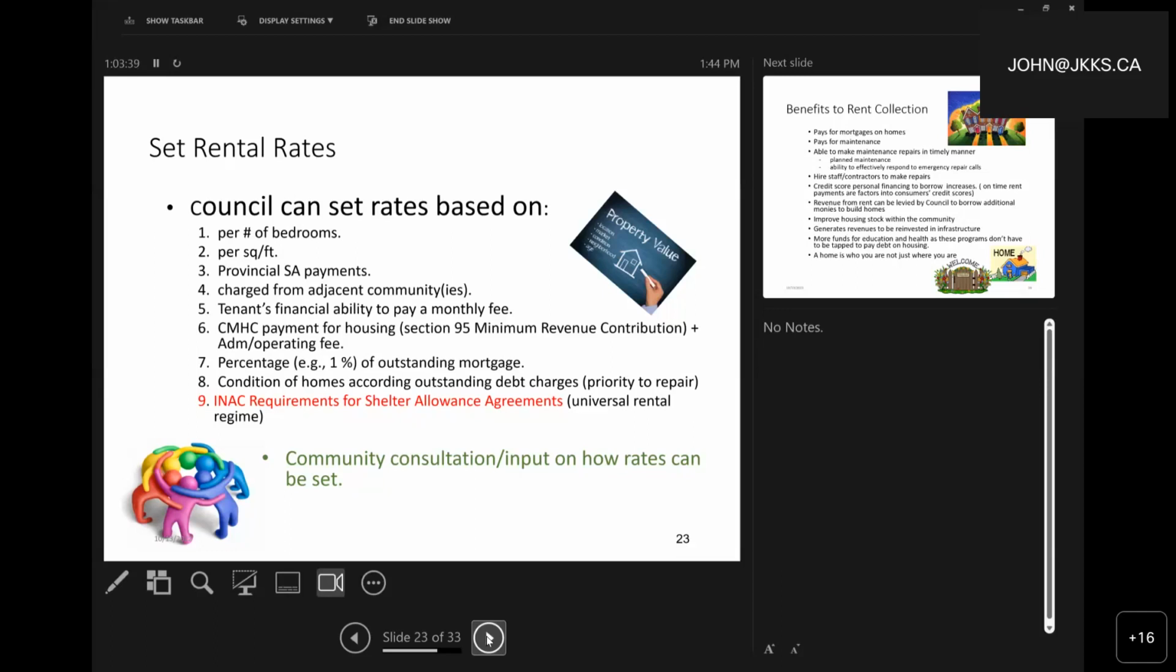On the other hand, a rental regime saying everybody pays $5 is not acceptable either, because that's not within fair and equitable and within a housing standard. So you have to be conscientious that there's going to be diversity within the community, but you can't just say everybody pays $1.